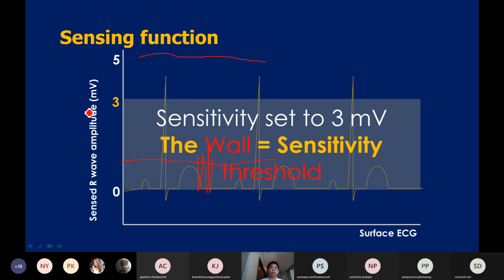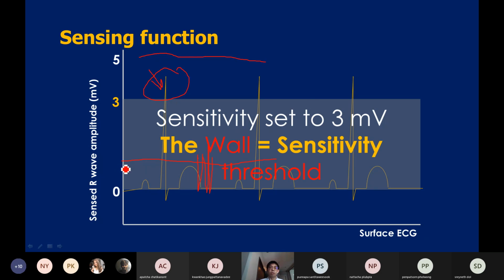So we have to set the optimum of 3. The pacemaker can still see this rhythm, this part. But somebody would ask, why did we not set the threshold low?